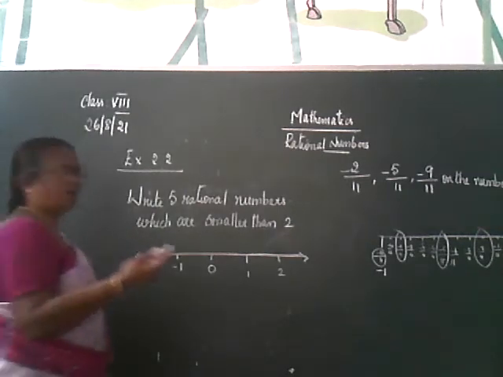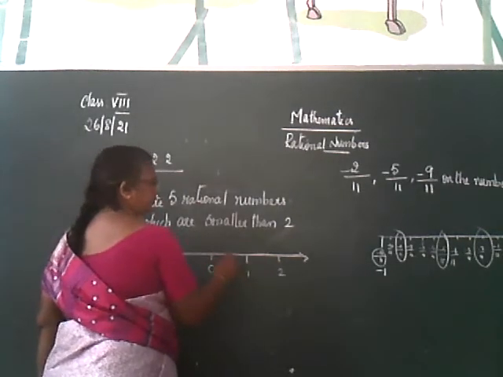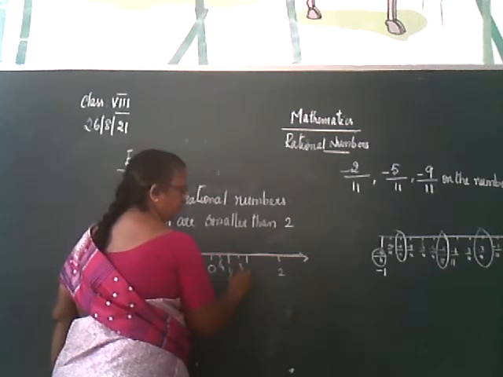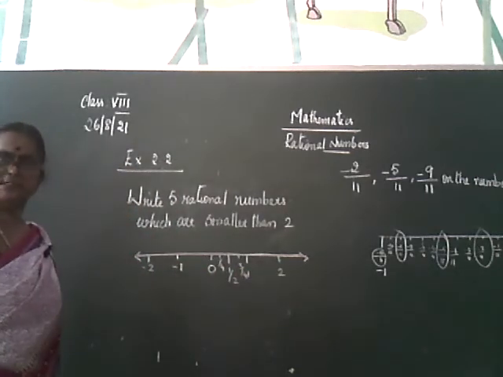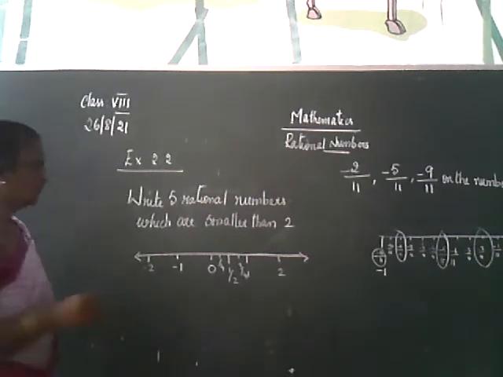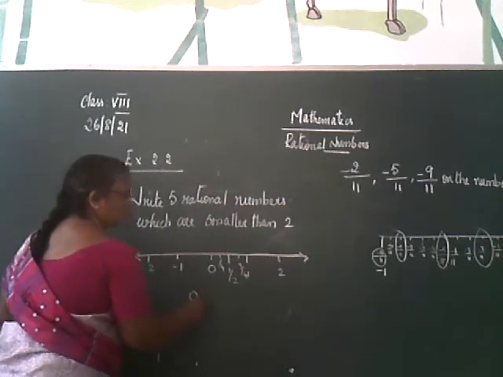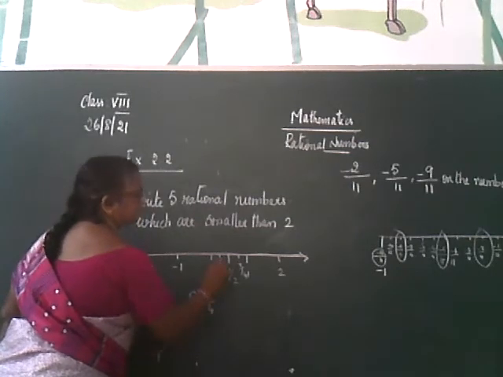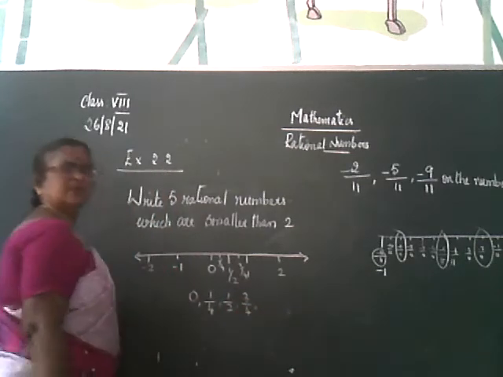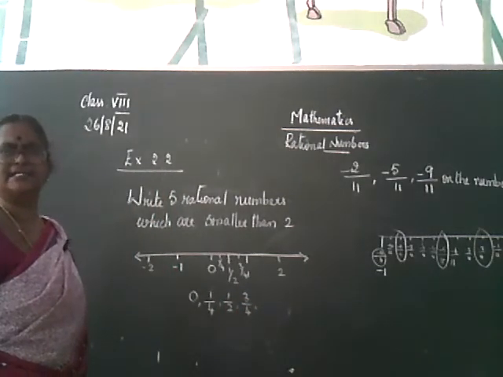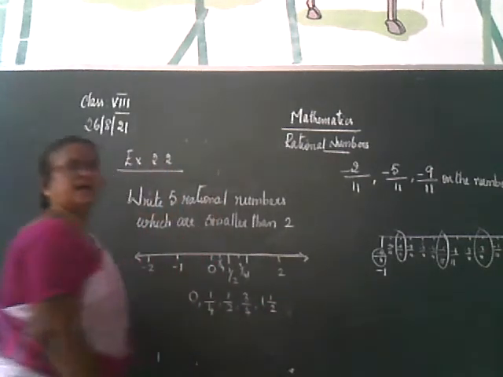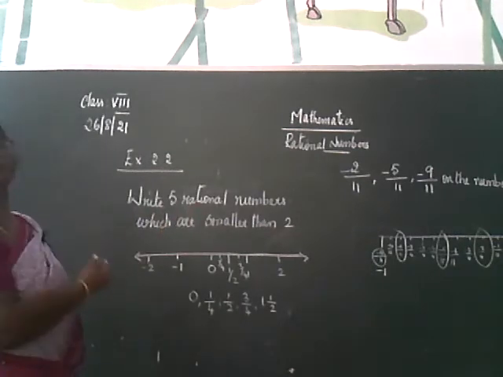Okay. So smaller than 2 means, in between you will have a half, 1 by 4, 3 by 4, you know this one. Isn't it? All are less than 2 only, isn't it? So you can write any one. So 0 is also a rational number. You can write 0, 1 by 4, yes, 1 by 2, 3 by 4. 1 by 1 is also a rational number. Okay, it is in the form of p by q. 1 and a half, 1 by 4. All are smaller than 2.